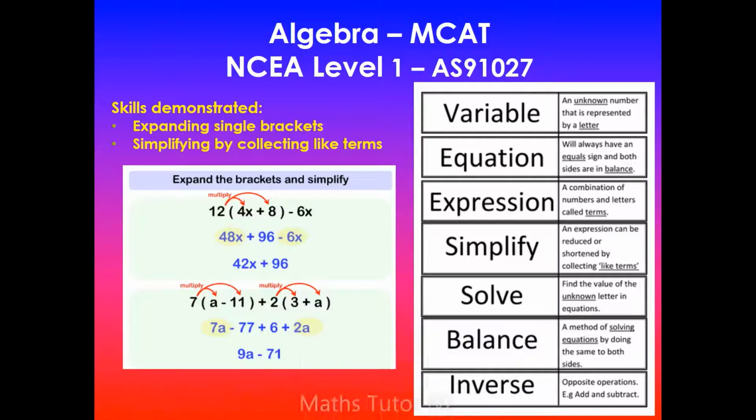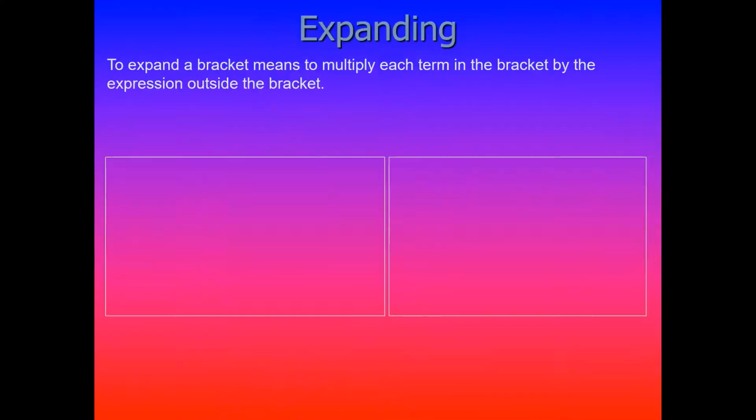Greetings everyone. In this video we'll be looking at NCEA Level 1 Mathematics Common Assessment task on algebra. So some of the skills that will be demonstrated in this video will be expanding single brackets and then simplifying by collecting like terms. Expanding means multiplying each of the terms inside the bracket by the expression outside the brackets. So the goal is to remove the bracket by multiplying.